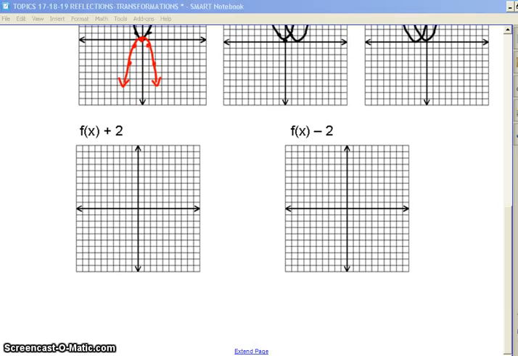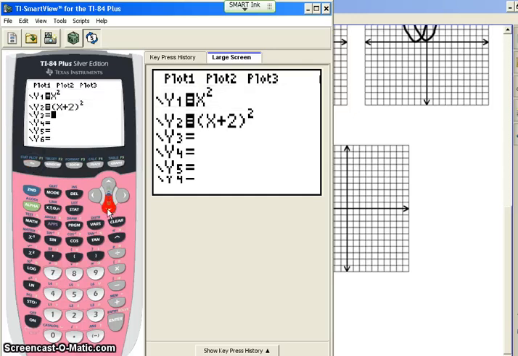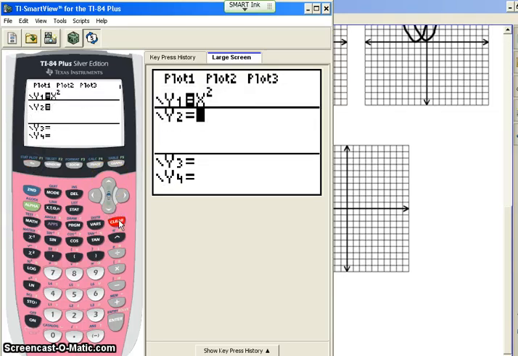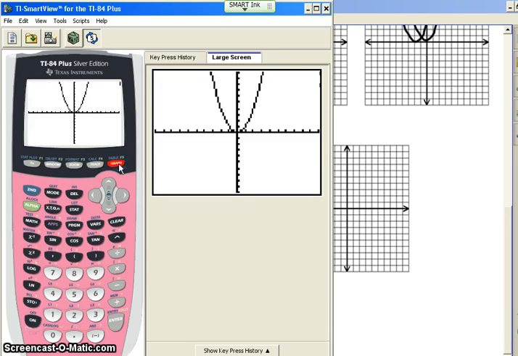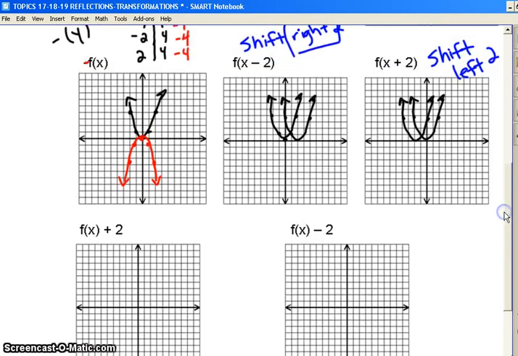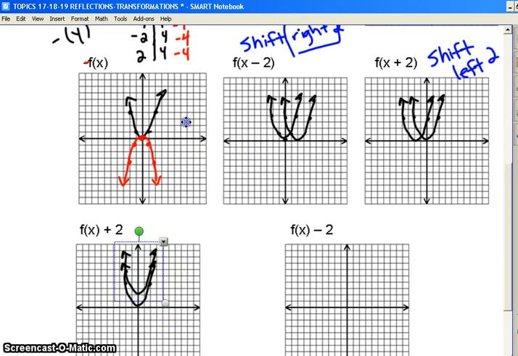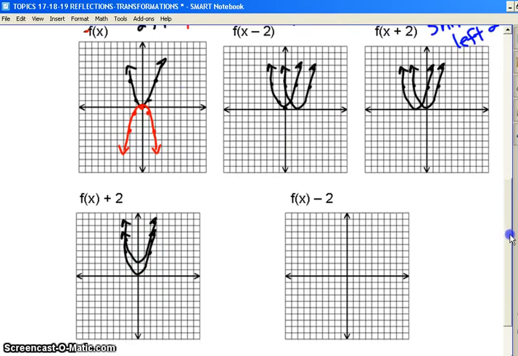Okay, let's see how this graph looks here. The function plus 2. So I'm going to take the parentheses off. X squared plus 2. Okay, so your parent function is going to be shifted up 2 spaces. Okay, and that's how that graph would look.